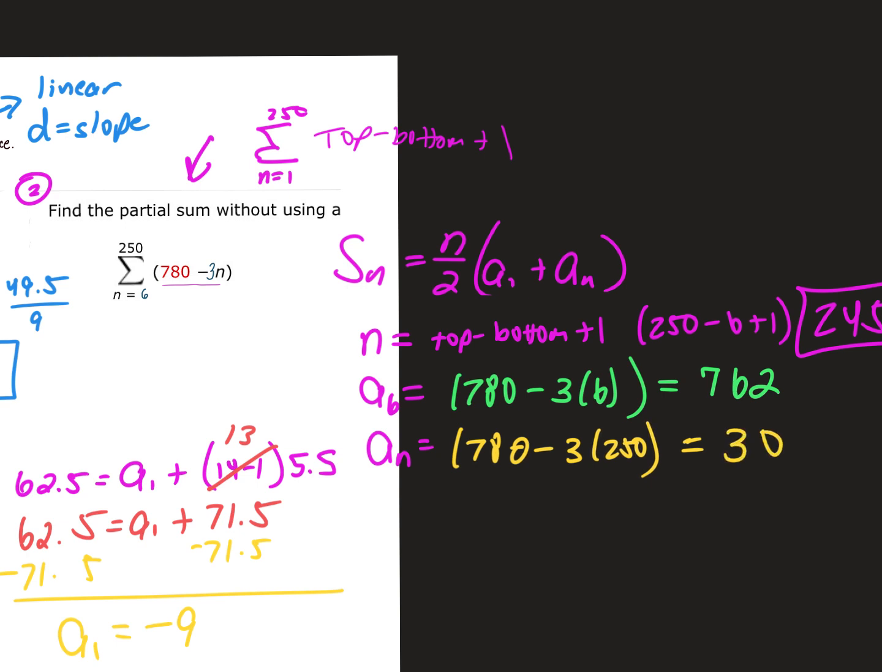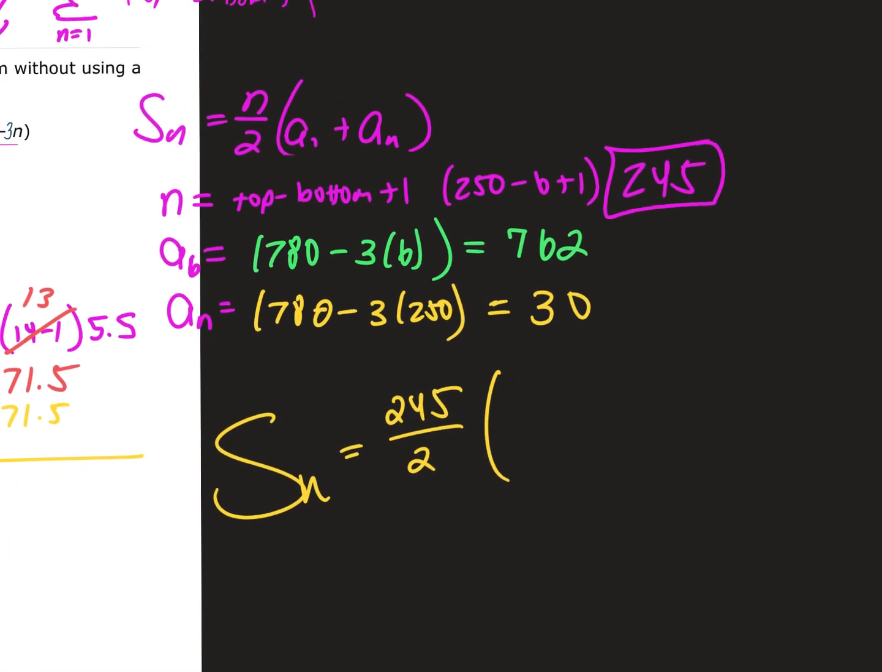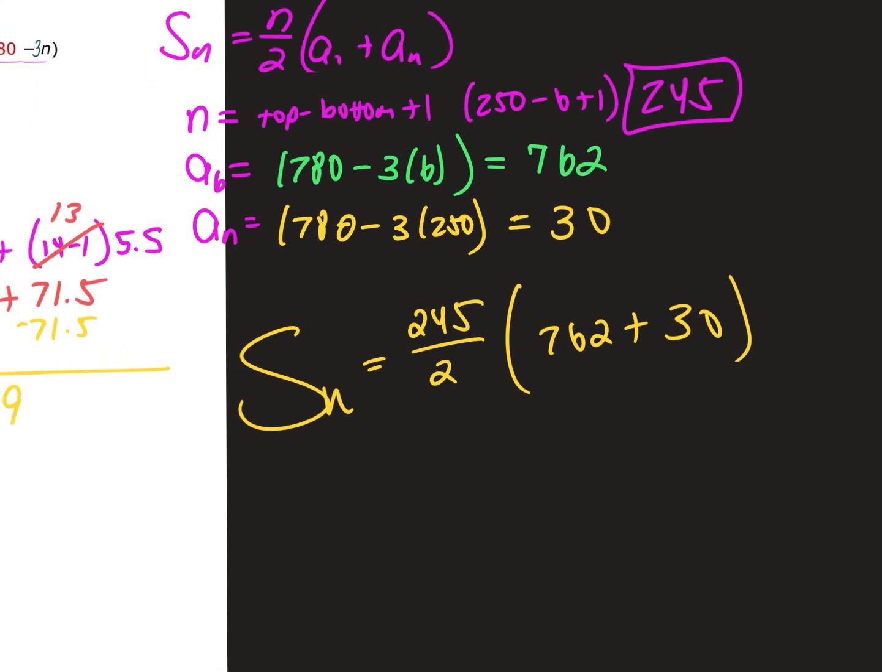30. Okay. Now do you have all the information you need to plug in the formula? Yes. If I give you the formula, great. But if you don't know how to figure out how many terms there are, what the first term is, and what the last one is, you're not going to get the question right. So now you would say, I'm going to find the sum, and it's going to be 245 divided by 2, times the first term, which is 762, plus the last term, which is 30.